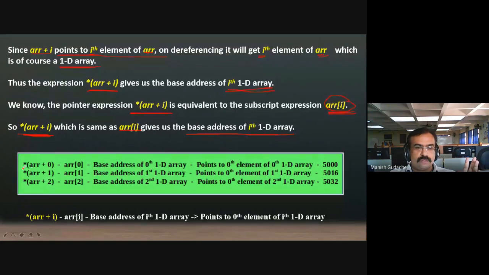To be very particular, *(ARR + 0) is actually ARR + 0, which will be the base address of the 0th 1D array. Ultimately, it will point to the 0th element of the 0th 1D array. And similarly, the address of the first 1D array, the address of the second 1D array. So this way it is going to point.